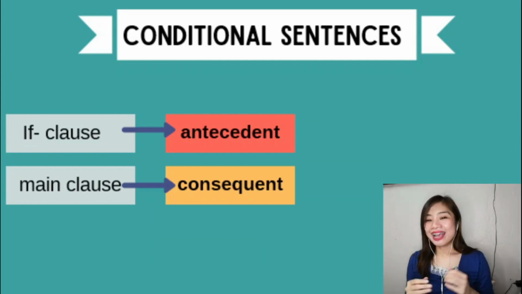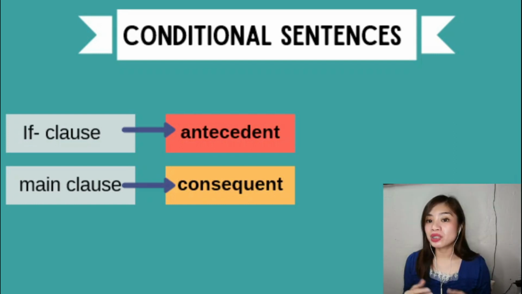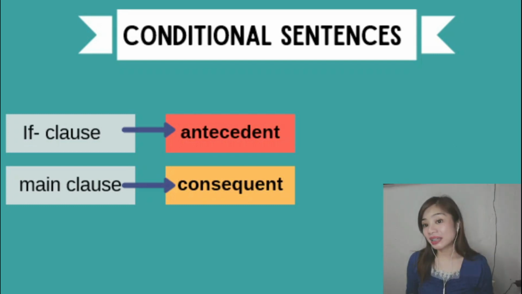So again, in conditional sentences, the clause that follows the if is the antecedent and the other clause is the consequent. We have to keep in mind that conditional statements can be classified according to many criteria. In the previous videos, we talked about the zero, first, second, and third conditionals, right? Aside from that classification, another common way of classifying a conditional sentence is classifying it into indicative and subjunctive conditionals.